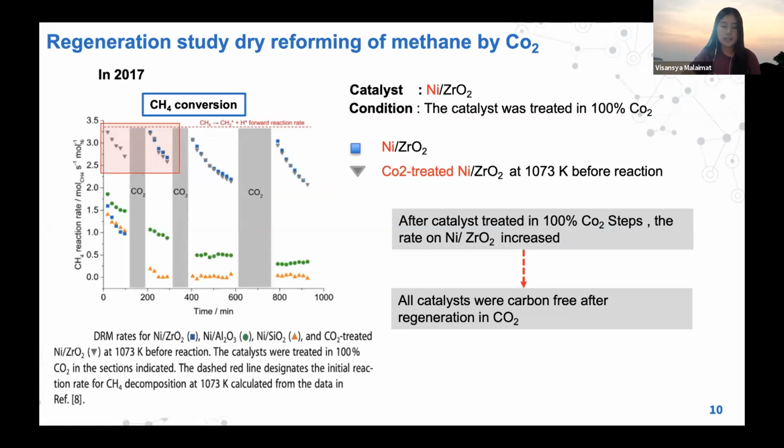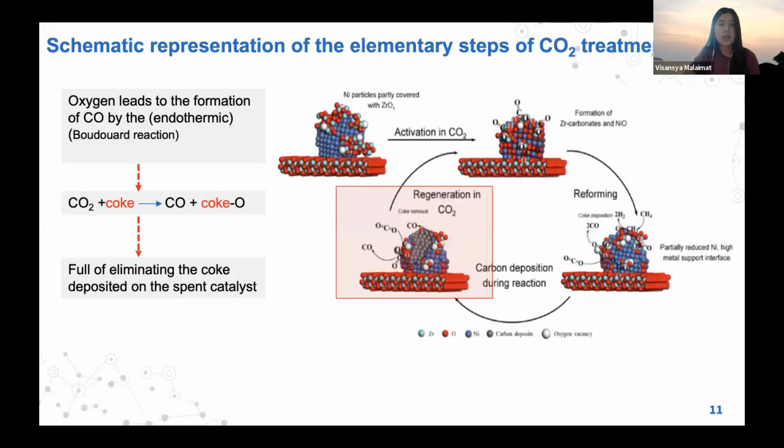Here is the regeneration study by carbon dioxide. The catalyst used was nickel supported on cerium oxide, and the catalyst was treated in 1% carbon dioxide. In the graph, you will see that in the first 90 minutes, the rates on the three catalysts were similar and decreased with time on stream. At that point, the reaction was stopped and the catalysts were exposed to a stream of 1% carbon dioxide for 90 minutes. After this step, the rate on nickel supported on cerium oxide was higher than the other catalysts until the end of the experiment. Next, I will show the mechanism of carbon dioxide treatment.